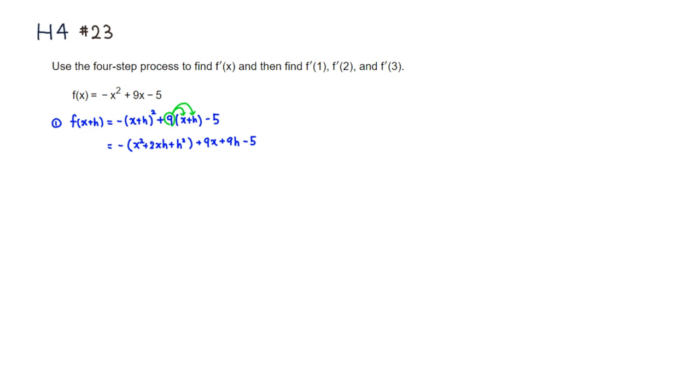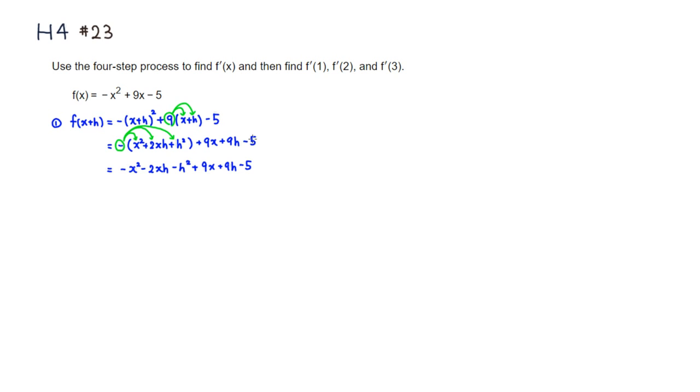And the last step would be we have to distribute this negative sign to all 3 terms there, so basically change the sign. Then you're going to get negative x squared minus 2xh minus h squared plus 9x plus 9h minus 5. Just multiply all out.